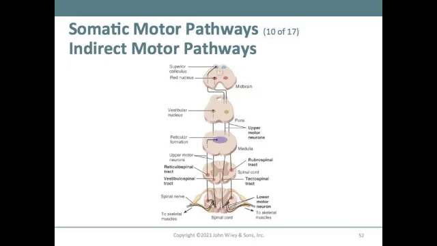And that brings us to figure 16.12 on page 588. This cartoon outlines the indirect motor pathways. So for simplicity's sake, the vestibular nucleus is shown only in the pons. The reticular formation is shown only in the medulla, and only one reticulospinal tract is shown in the spinal cord.